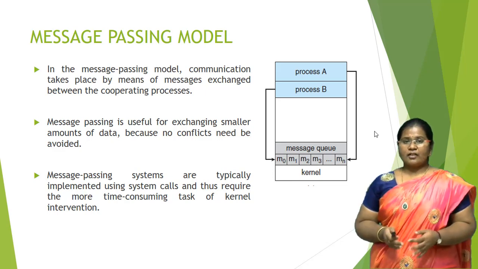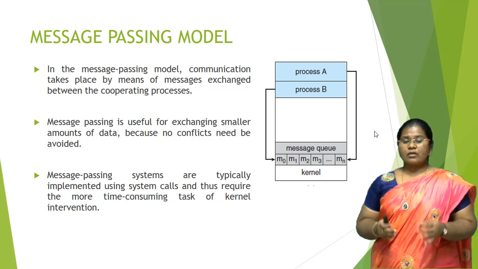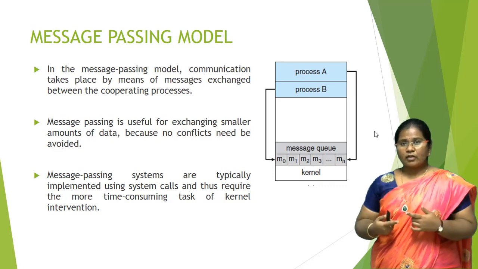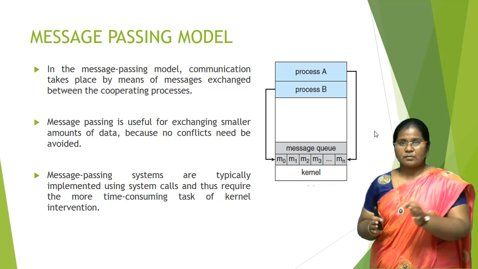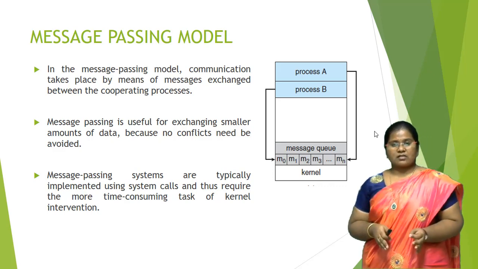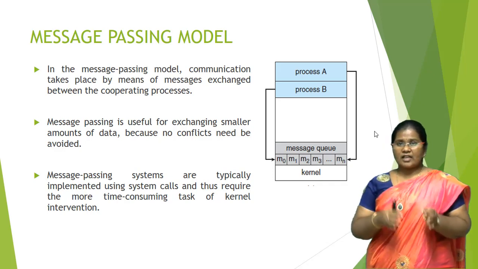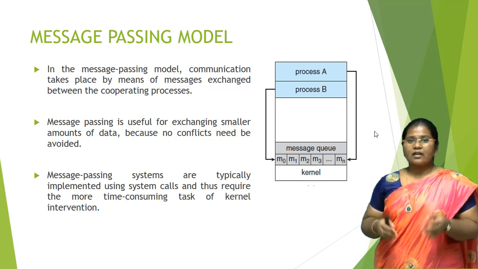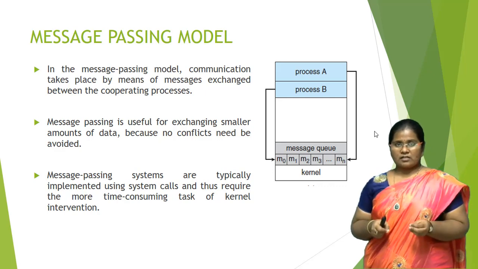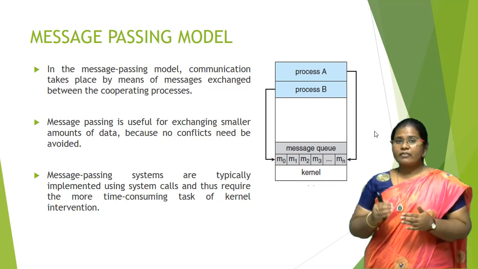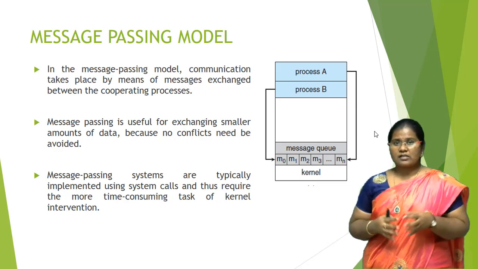And the second model we have for inter-process communication is the message passing model. If you observe, in the shared memory model, the operating system will be active only until the shared memory has been established between the two processes. Whereas in the message passing model, each and every action to send a message from one process to another will involve the execution of a system call by the operating system. So the kernel will always be active until the communication between the two processes is completed.